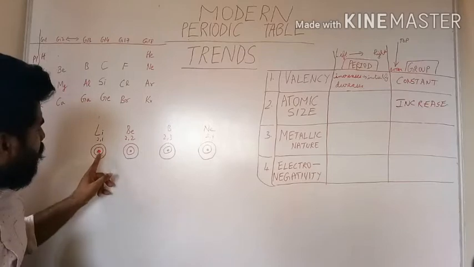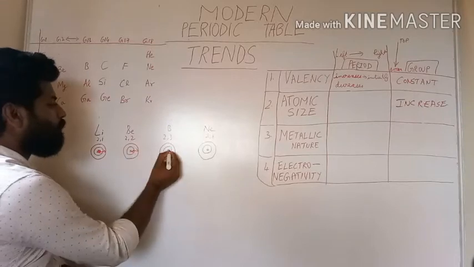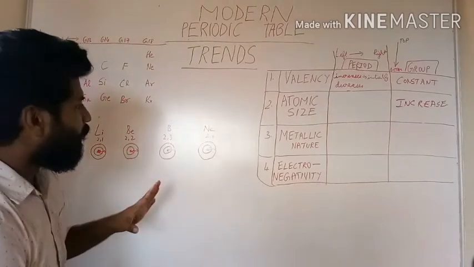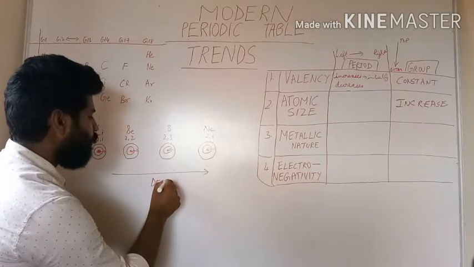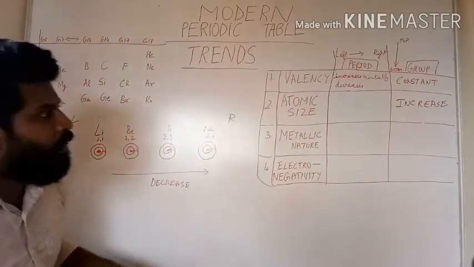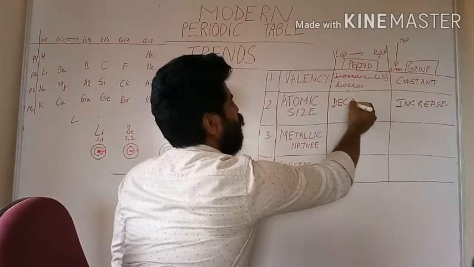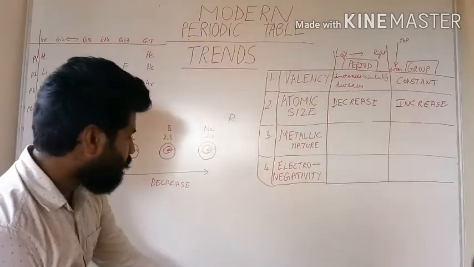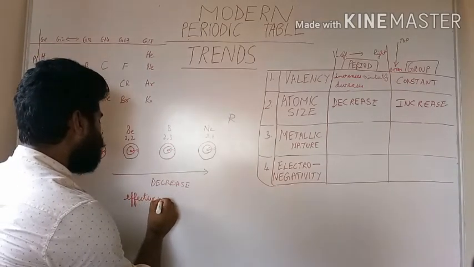Outwardly, it may appear that atomic size is the same because only 2 shells are there, right? But it is not. In effect, atomic size will decrease as we go from left to right. In a period, atomic size will decrease. Why? Even though the number of shells is the same, this is because of a property called effective nuclear charge.